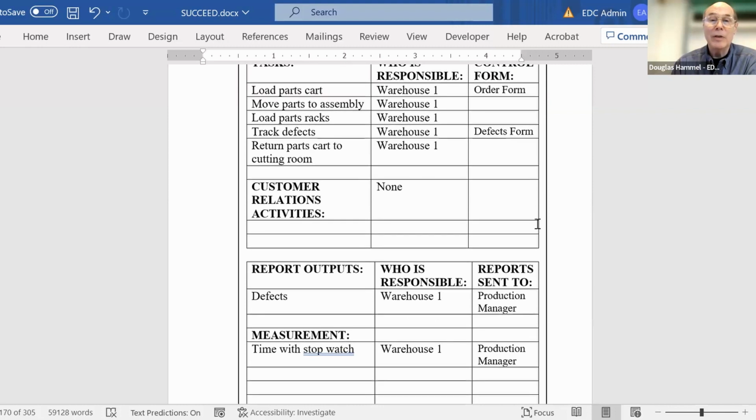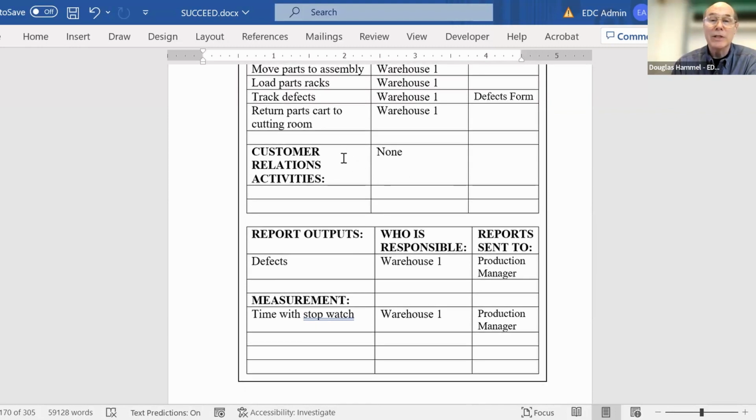Now down here, there may be other things you want to do. There might be customer relations steps. If there are defects, the report for the warehouse goes to the production manager. And is there measurement? Yeah, time with a stopwatch. Not every day, but every once in a while we need to time.